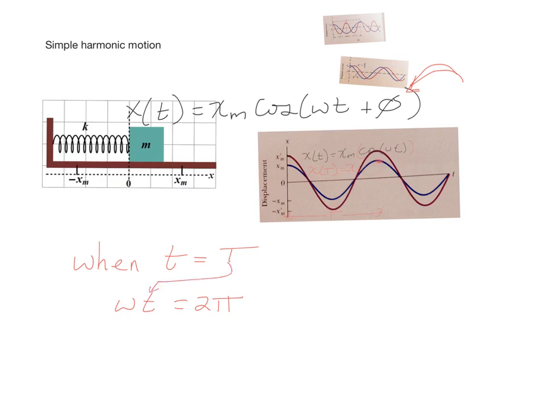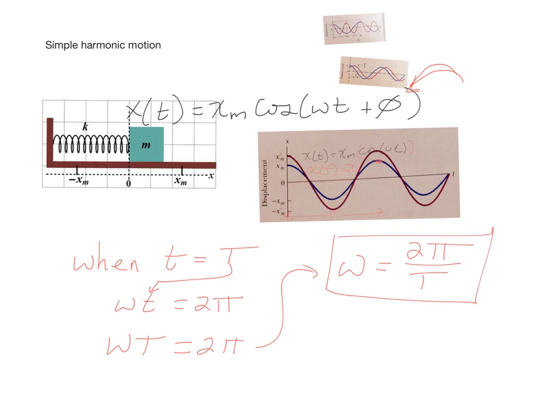So I'm going to substitute that there. So omega times the period would have to equal 2 pi. So omega would equal 2 pi over the period, or, since the period is 1 over f, 2 pi times the frequency.